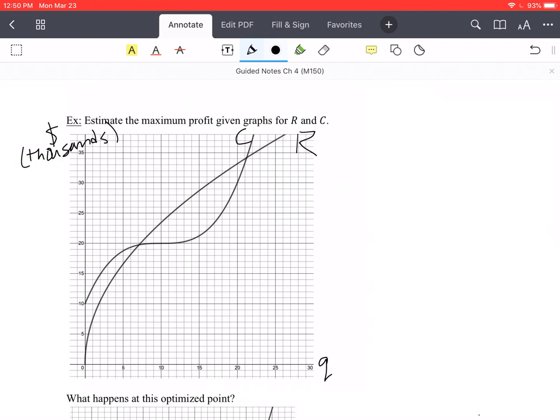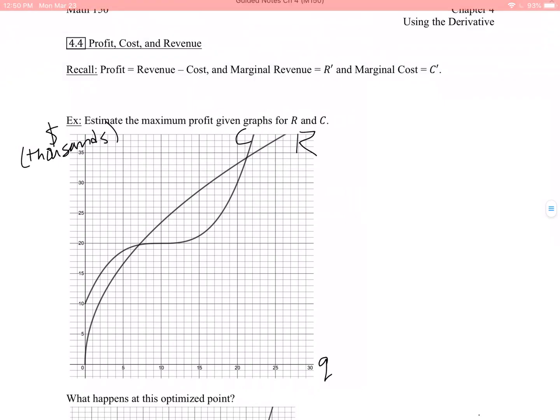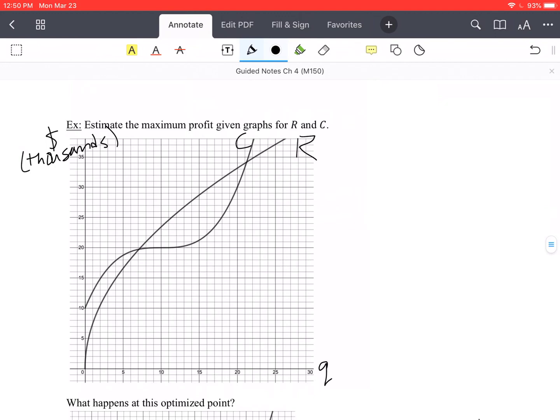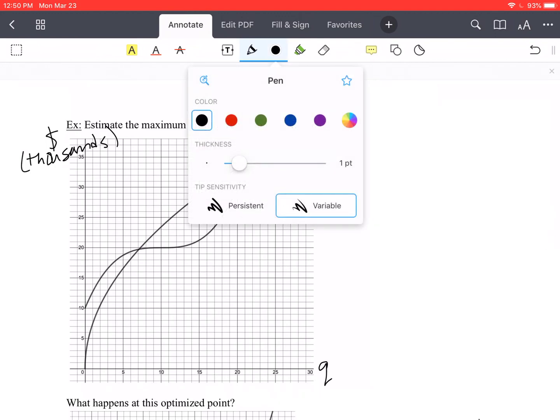All right. So we need to determine where the maximum profit is. Well, in order for profit to be maximized, since it's revenue minus cost, I need the point where revenue is going to be furthest away from cost that it could possibly be. So let's look on the graph here.